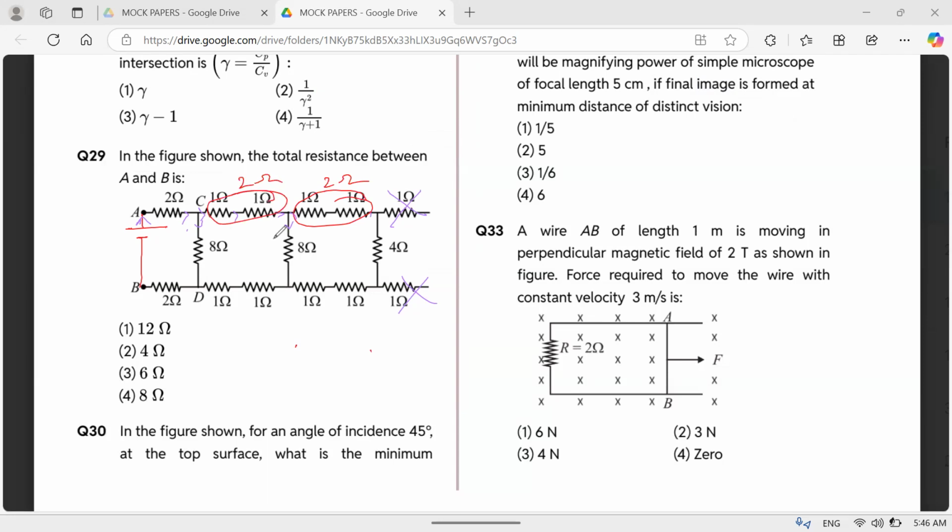These two are 2 ohms. This one is 2 ohms. This one is 2 ohms. Now see this one better, the last three resistors: 2 ohm, 4 ohm, and 2 ohm. Which combination? Why parallel? There is no division of current. Here it is 2, here 4, here 2. There is no division of current, so it will be 2 plus 4 plus 2. How much? 8 ohms. Got it?